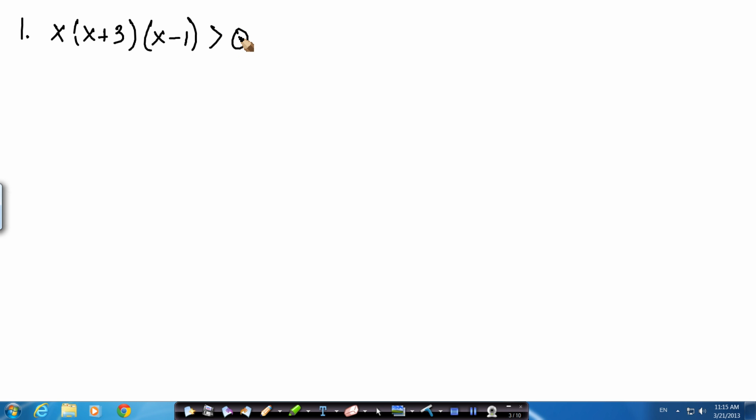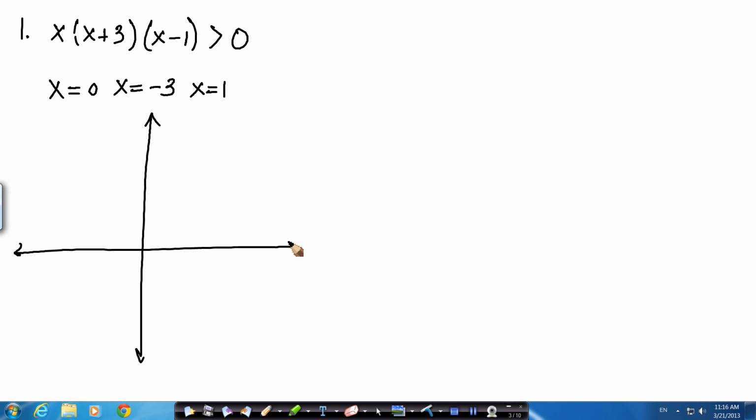So where is this statement going to be true? Well, we're lucky in the sense that this thing is all nice and factored out for us, right? We can get x equals 0, x equals negative 3, and x equals 1. If we were just going to graph this polynomial, we would say, okay, I know this is a third degree polynomial. This is going to look like this, and this is going to look like this at the top.